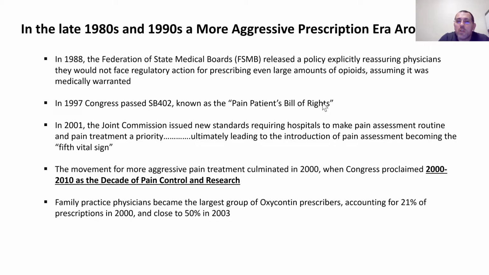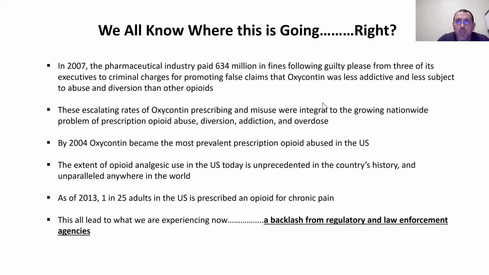Then the movement for a more aggressive pain treatment accumulated in 2000 when Congress proclaimed the decade between 2000 and 2010 as the decade of pain control and research. Family practice physicians became the largest group of OxyContin prescribers, accounting for 21% of prescriptions in 2000 and close to 50% in 2003. So by now, I think the audience knows where we're going with this, right? In 2007, the pharmaceutical industry paid $634 million in fines following guilty pleas from 3 of its executives for criminal charges for promoting false claims that OxyContin was less addictive and less subject to abuse and diversion than other opioids.